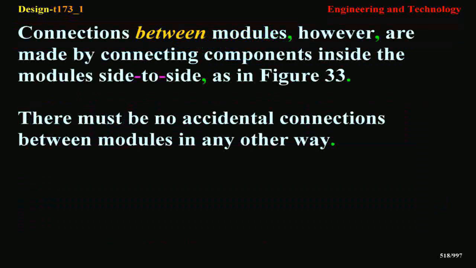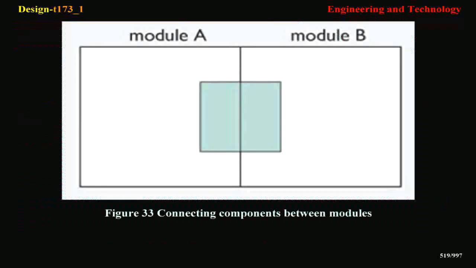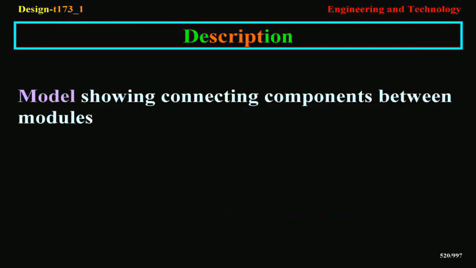Connections between modules, however, are made by connecting components inside the module side to side, as in Figure 33. There must be no accidental connections between modules in any other way. Figure 33, connecting components between modules. Model showing connecting components between modules.